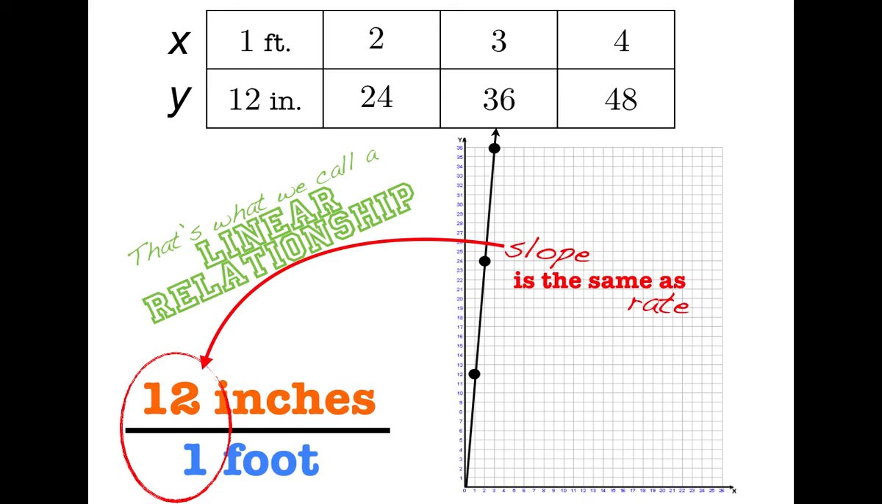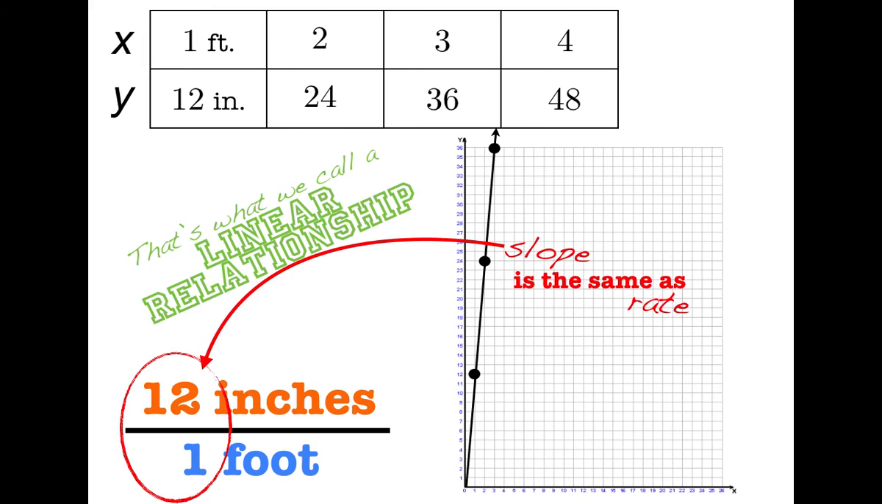So what we basically need to know about slope today is that slope is basically the same thing as rate or rate of change. Now, we could make this into an equation by taking that rate of change, 12, and putting it into the equation and saying, in this case, y equals 12x, or the number of inches equals 12 times the number of feet. And what you notice there is that in the equation, the 12 represents the rate of change, and it also represents the slope. So that's pretty much all we need to know today.